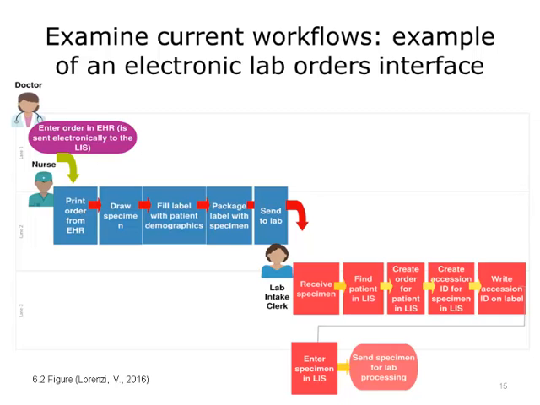The nurse packages the specimen with the printed order and sends it to the lab. The lab clerk receives the specimen, searches for the patient on the LIS, creates an order for the patient on the LIS, checks the specimen in, and writes the accession number on the label. The specimen is ready for actual lab result processing.